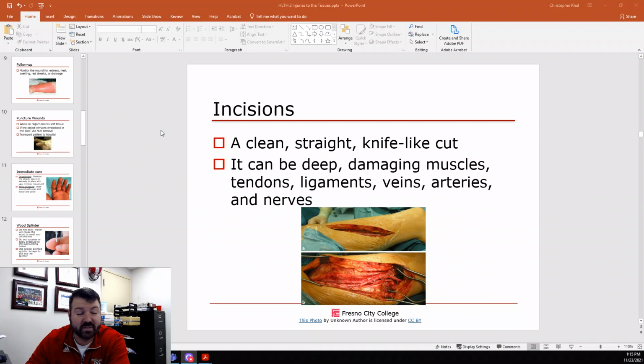All right, incisions, different from a laceration. These are more the clean knife-like cuts. Now these can be very, very deep because usually that knife goes through like butter. Deep, you can damage a lot of the muscle, tendon, ligament, vein, arteries, nerves, any of those underlying structures, very easily and quickly. Usually it's a very clean cut. As you see, this is surgical, obviously, but it's going to be something like that.